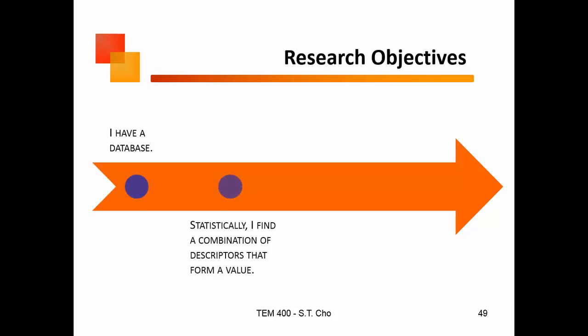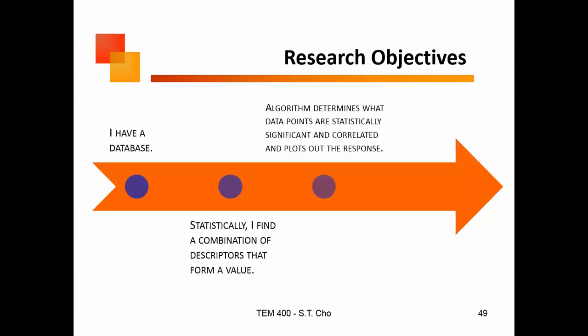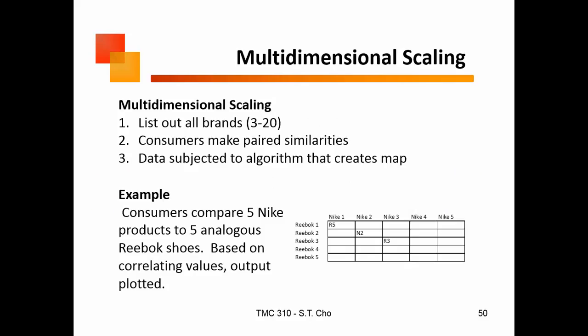Well, you're assuming that you have a database, and so I need to figure out statistically how I can get a combination of those descriptors to form a value. There are algorithms that will actually pick that out for you, and different factors are going to have different weights. One approach is multidimensional scaling.